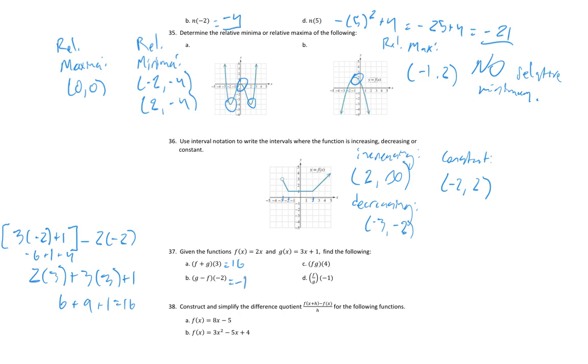Part C, f times g of 4. Well, that's going to be just f of 4 times g of 4. So we'll do 2 times 4 times, we're going to make sure to put all of g in parentheses. We're multiplying by the whole thing. All right, like that. So 2 times 4, that's 8. And we are multiplying by 3 times 4 is 12 plus 1. So 8 times 13, which is 104.